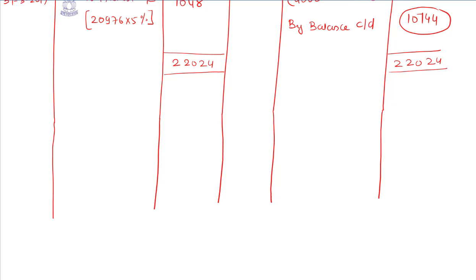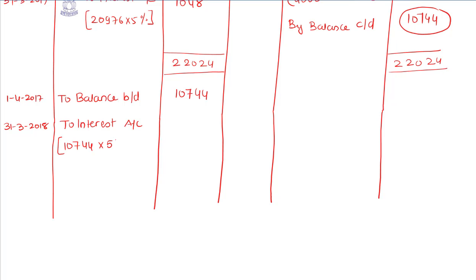Fourth year. Year 2017. 1st of April 2017, to balance brought down 10,744. 31st of March 2018, to interest account, 10,744 multiplied by 5%, which comes to 536.